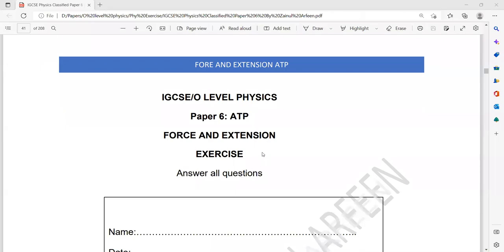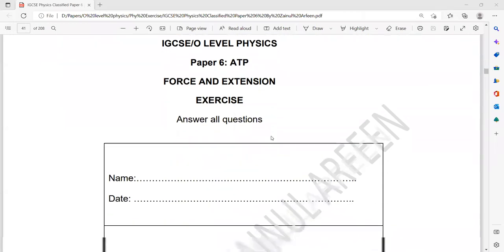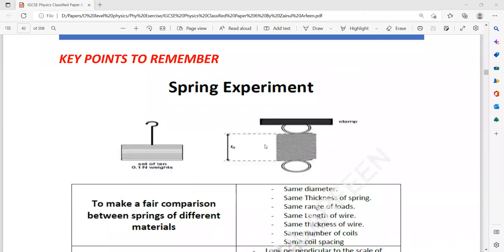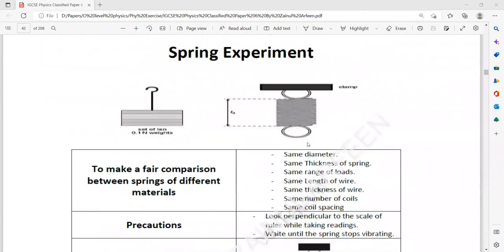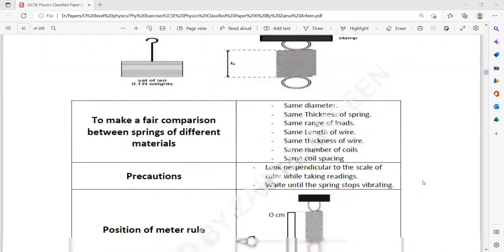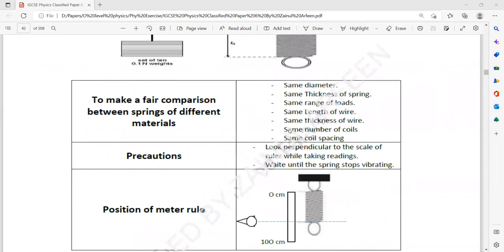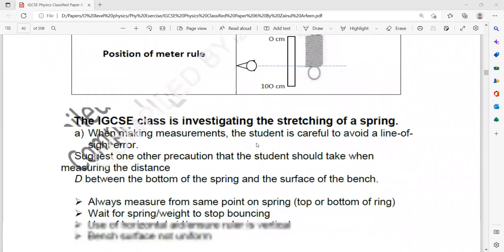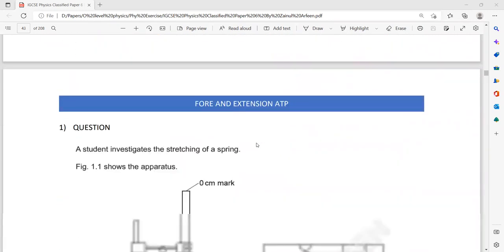So this exercise is related to paper 6 force extension questions, and we'll do question 1 from this. The points which you should remember, like for a fair comparison, what are the parameters that should be kept constant? What are the precautions for these experiments when we are measuring our extension or the change in the length?